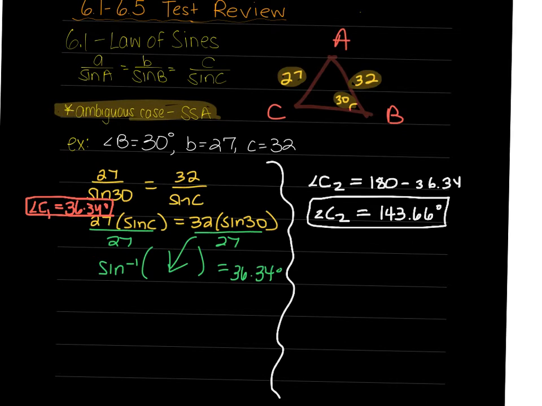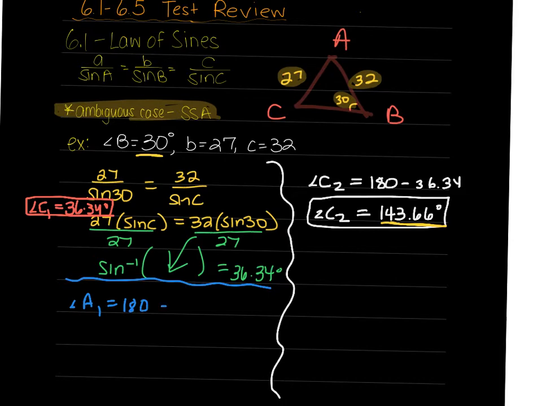Now if C2 that we just found and my B, which is true for both triangles, added up to be bigger than 180, then I would know there is no second triangle. But 143 plus 30 is 173. So there is an extra angle there, which means there are two triangles here. So I'm going to come back to the first triangle and finish it off. Now I have angle B and angle C1, which means I'm left with angle A1. All three of those angles still add up to 180.